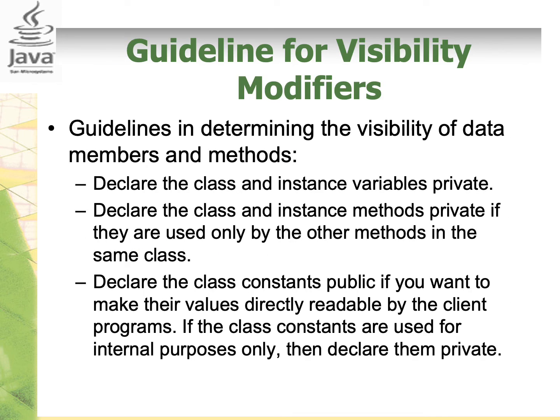How do we decide the visibility modifiers? We should declare the class and instance methods private if they are used only by other methods in the same class. Declare the class constants public if you want to make their values directly readable by the client programs, because when they are public, any classes can access it. If the class constants are used for internal purposes only, then declare them as private.